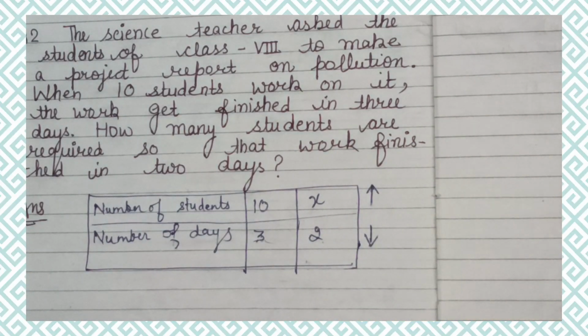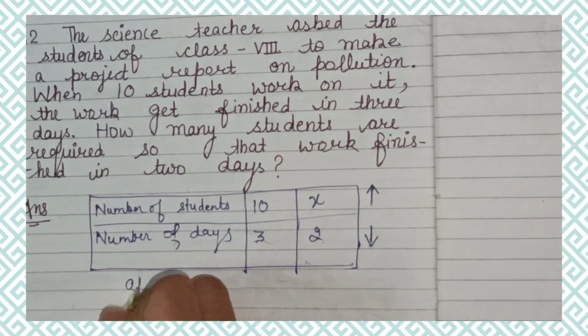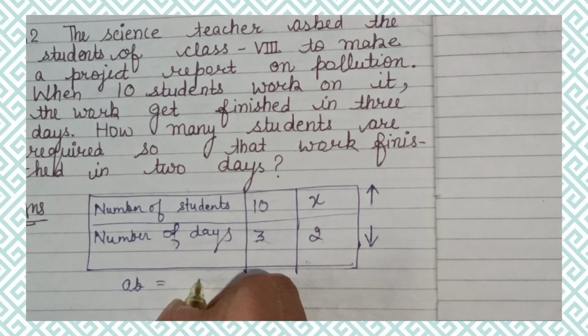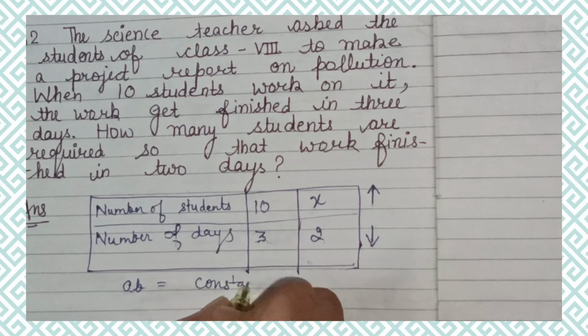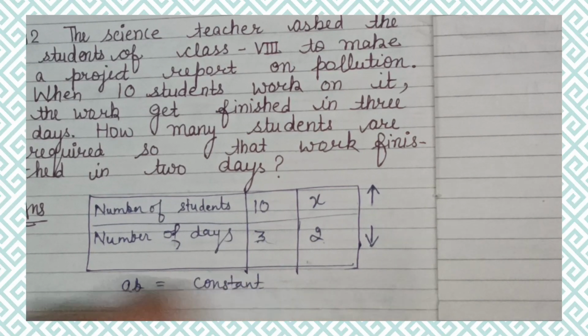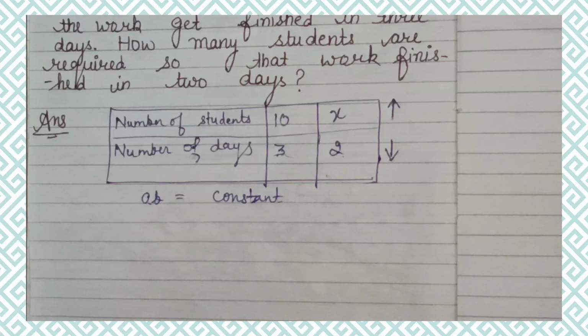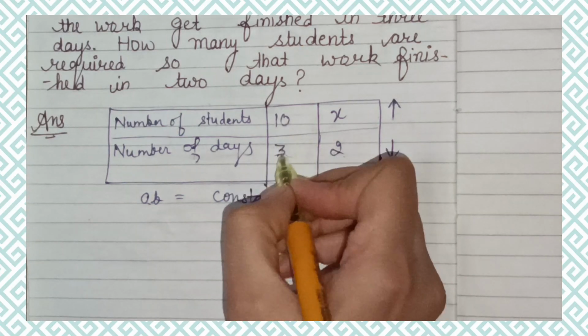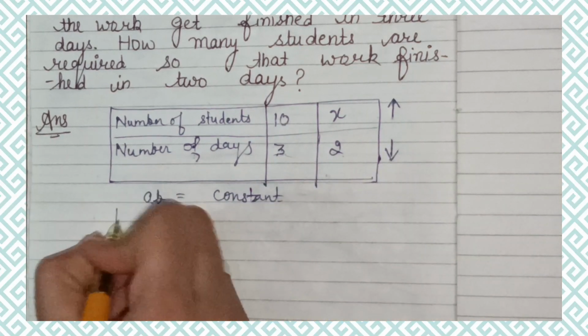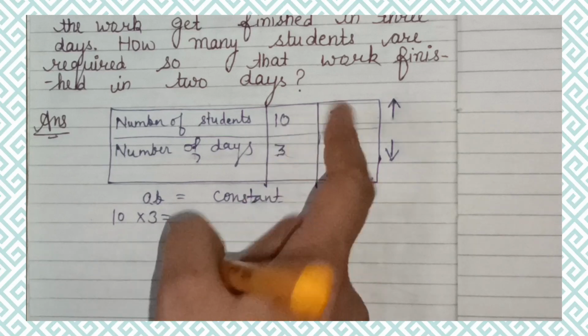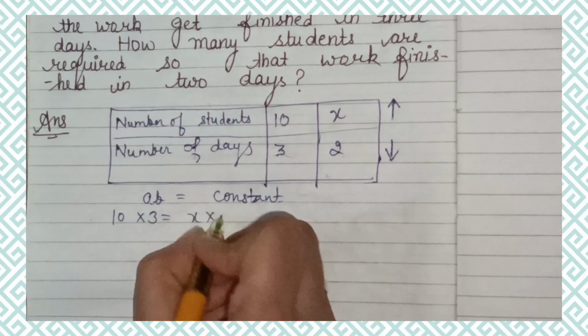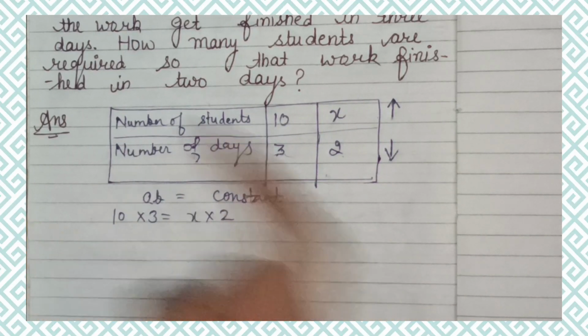When one quantity is increasing and the other one is decreasing, it is a case of inverse variation. And the formula of inverse variation is: product of A and B is equal to a constant. Product of A and B, this is 10 multiplied by 3. 10 multiplied by 3 is equal to x multiplied by 2. From here, we calculate the value of x.